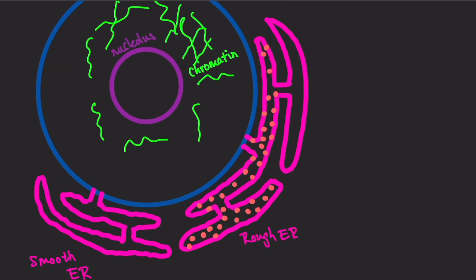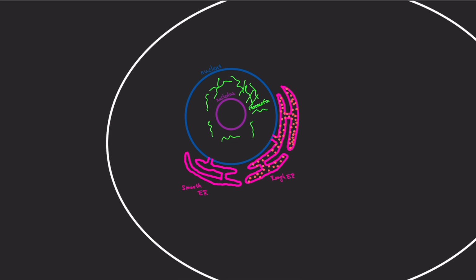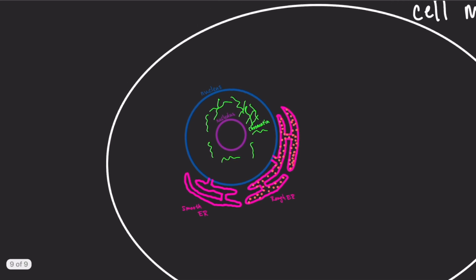And this will be, right, what makes it a rough ER is the presence of ribosomes on the surface of the endoplasmic reticulum. There we go. So now we have our smooth ER and our rough ER. What do we need to do next?